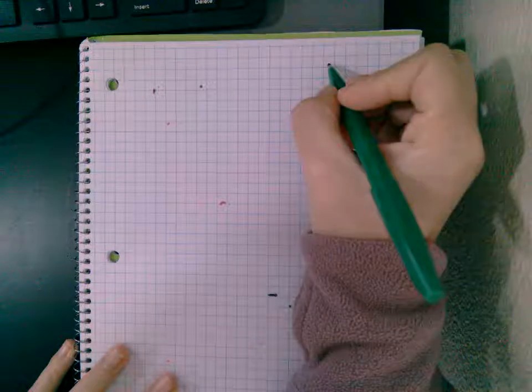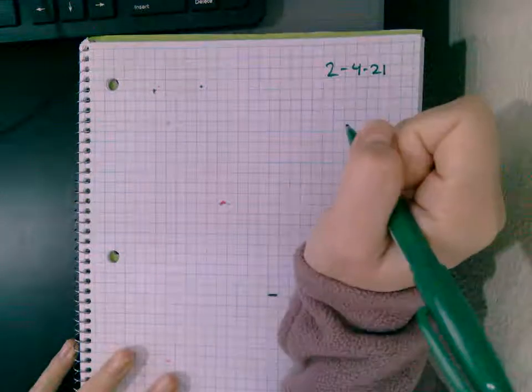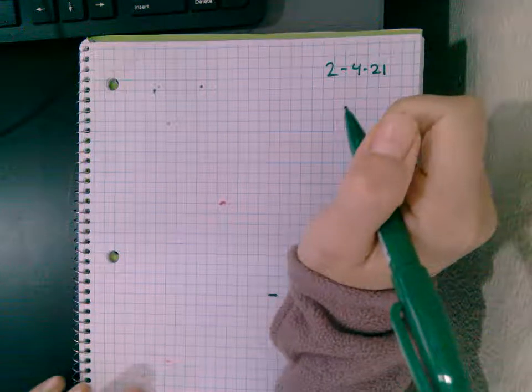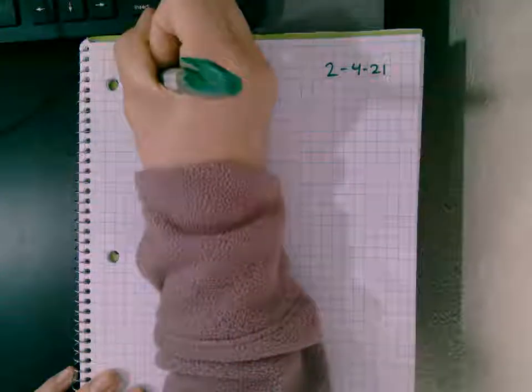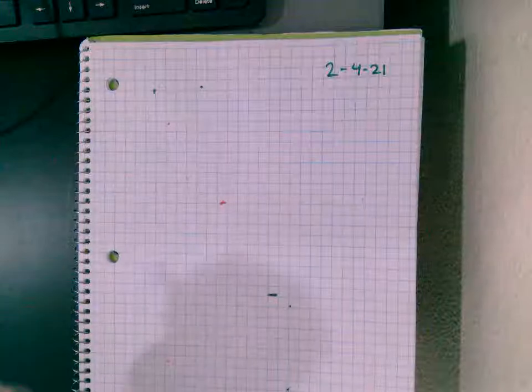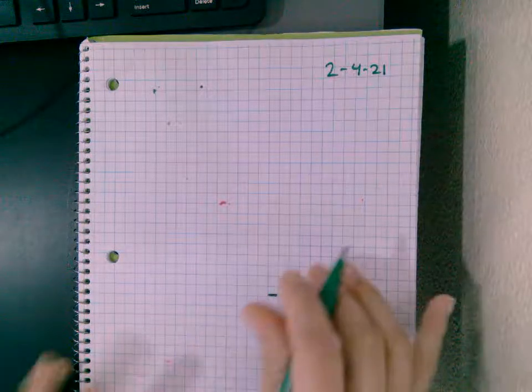Okay, so 2, 4, 21. So this is going to be like level two inequalities. It's not terribly difficult.